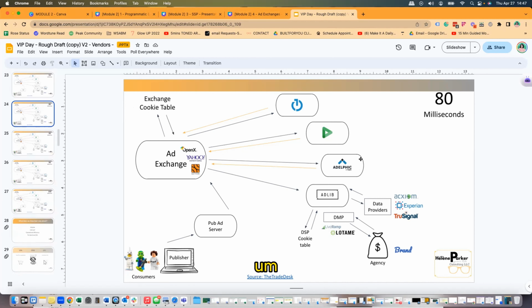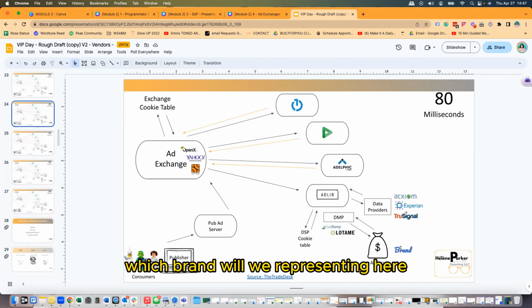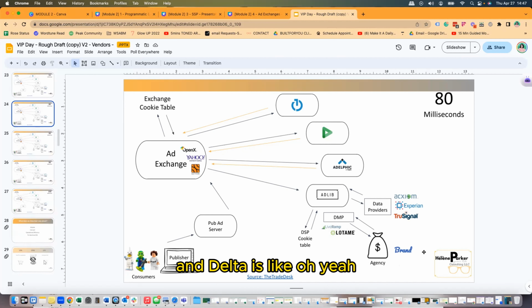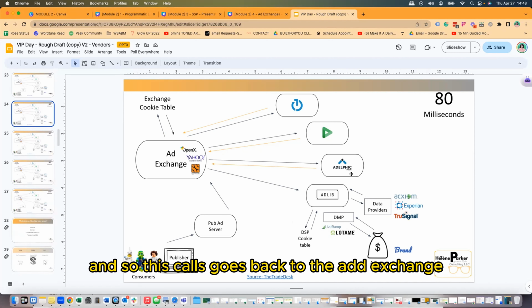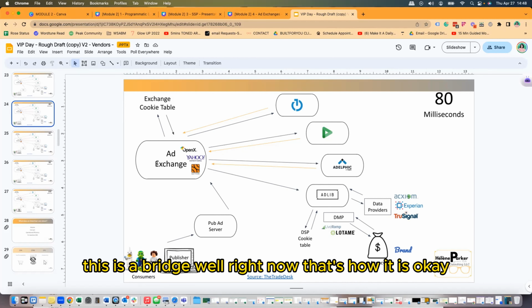All right, where are we at? So we've gone to the cookie table. We talked to the DMPs. We know that we're representing a brand. Let's just say Delta Vacation Packages. And Delta is like, oh yeah, bet. I definitely want to serve Kaylee because our Disney package has a beer tour in August 2023. She'll be perfect, boom. And so this goes back to the ad exchange, because again, this is the bridge to get to the publisher. Well, right now, that's how it is, okay?